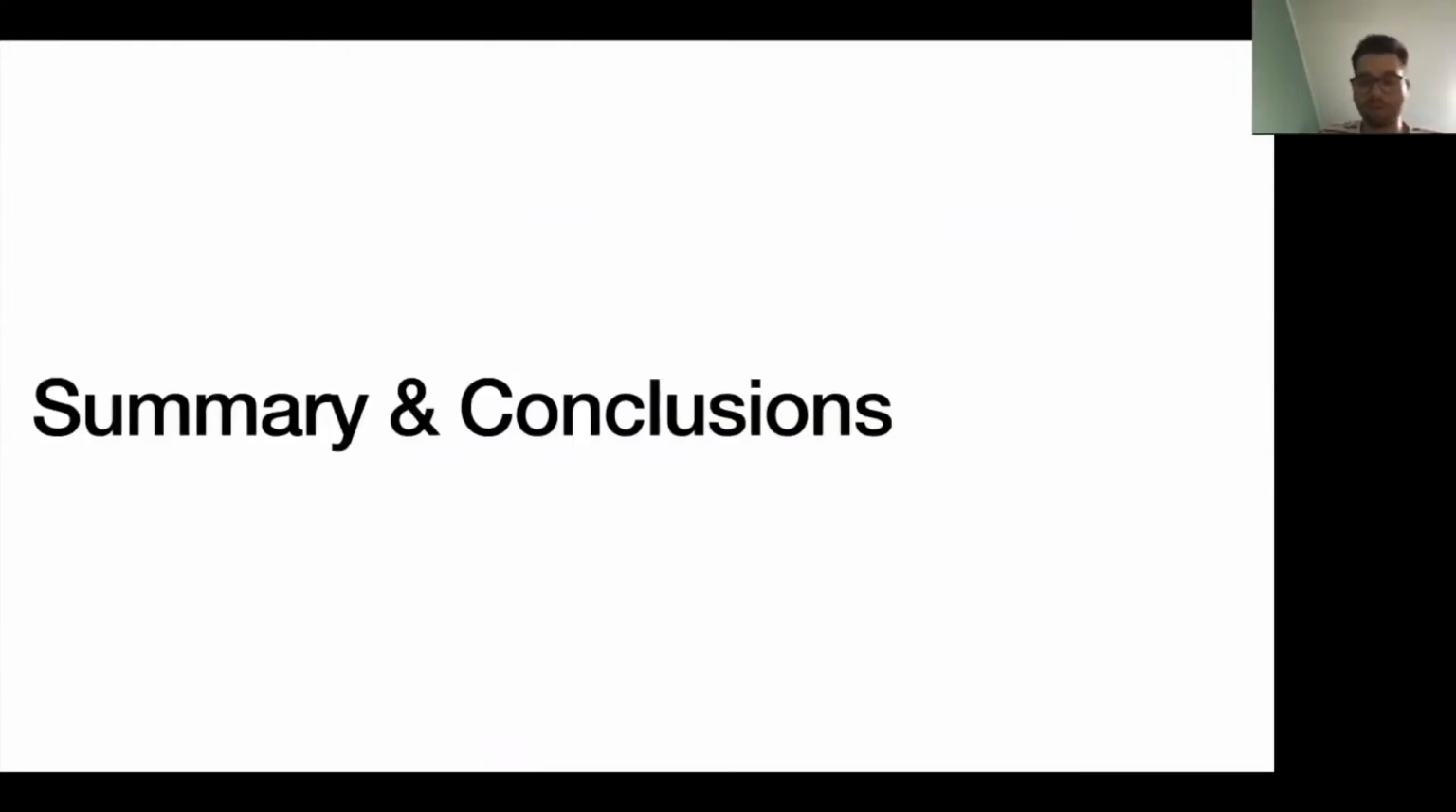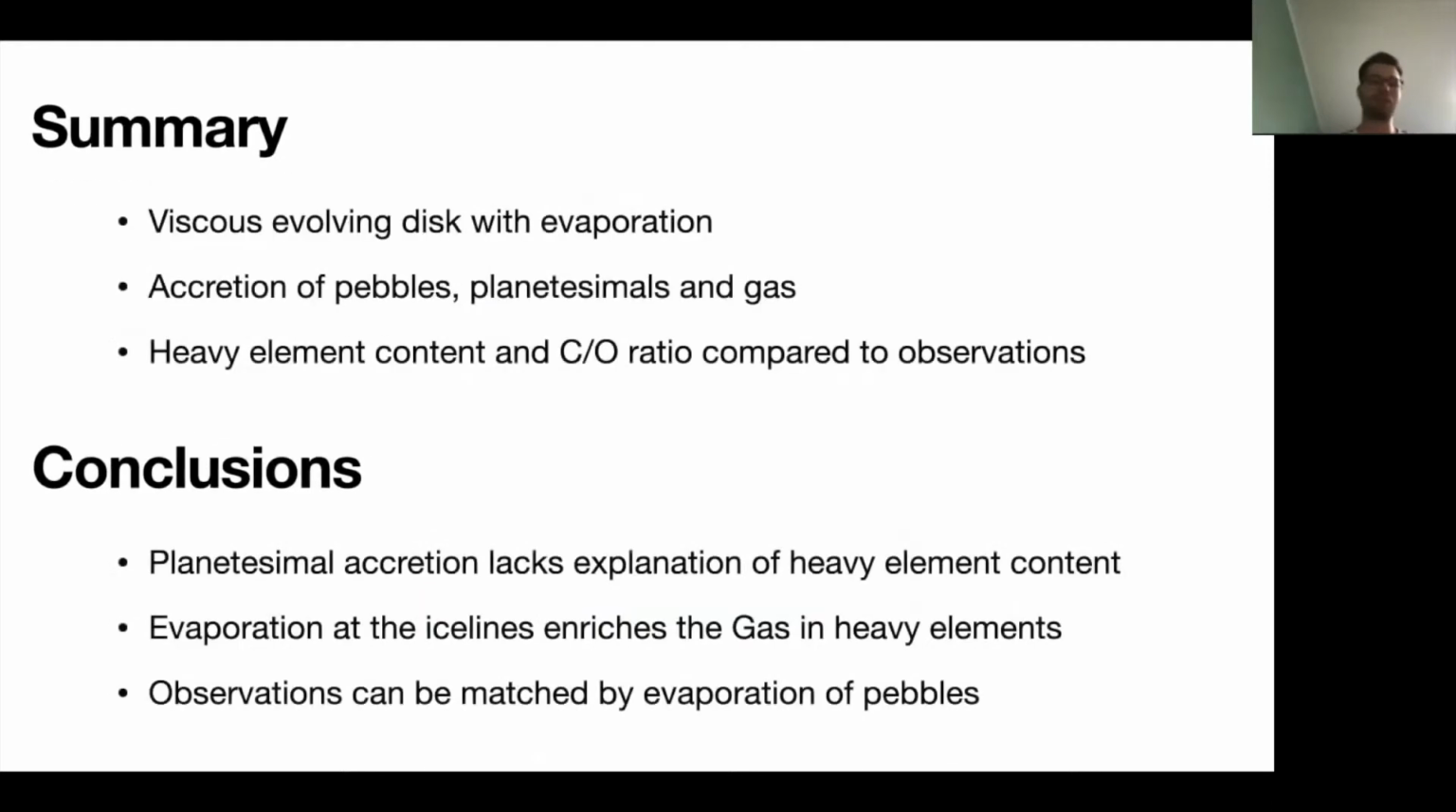So to sum up and conclude, I want to say that we did viscous evolution of disks and included evaporation. We put a planet into this disk and accreted with pebbles and planetesimals and gas. And then we looked at the heavy element content and the C/O ratios and compared it to observations.